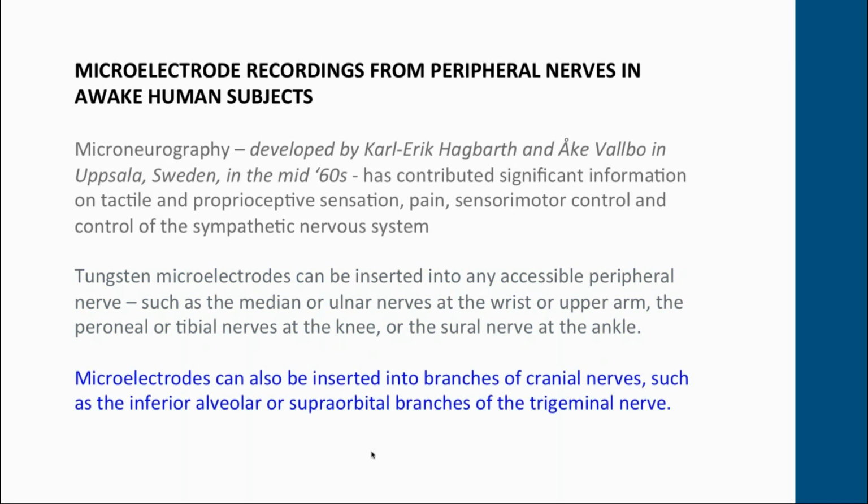Microelectrodes can also be inserted into branches of cranial nerves, so they're not limited to just peripheral nerves. Recordings have been made from the inferior alveolar nerve or the supraorbital branches of the trigeminal nerve. My colleague Mats Trulsson in Stockholm in Sweden made the first recordings. He's a dentist by training, and he made the first recordings from the inferior alveolar nerve in the open mouth, and this is the nerve that is blocked by a local anesthetic when you go for your lovely visits to the dentist.